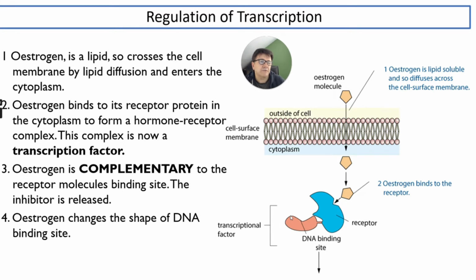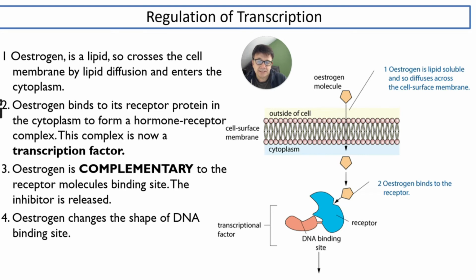Now, as you can see over here, we've got an estrogen molecule, and hopefully you'll already know that estrogen is a lipid, so it can easily cross through the phospholipid bilayer of the cell membrane via diffusion, and therefore it then enters the cytoplasm. You can see it entering the cytoplasm. Now, estrogen can bind to a receptor protein, so that receptor protein has a particular site which is complementary to the estrogen, and then it forms what we call a hormone receptor complex. So this complex is now known as a transcription factor.